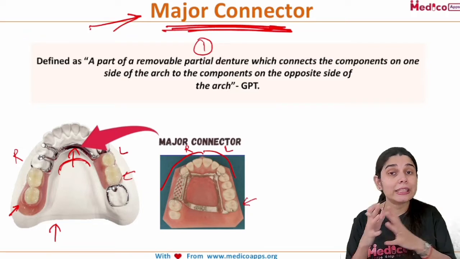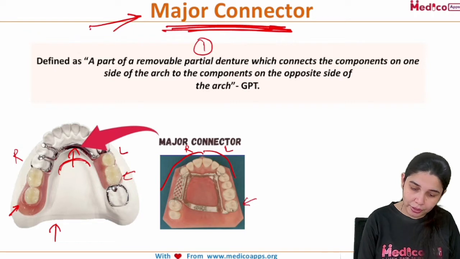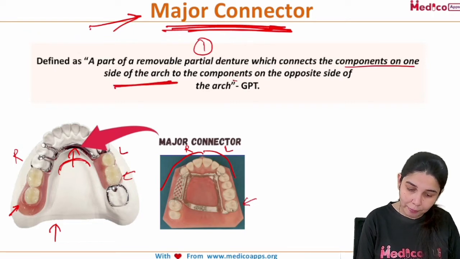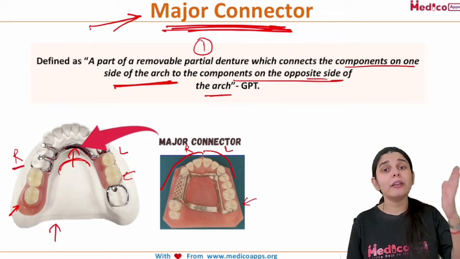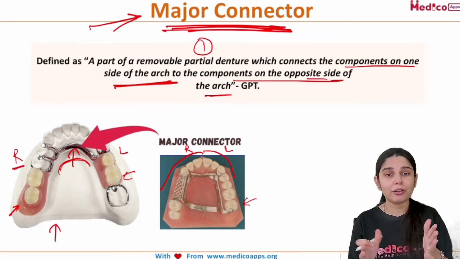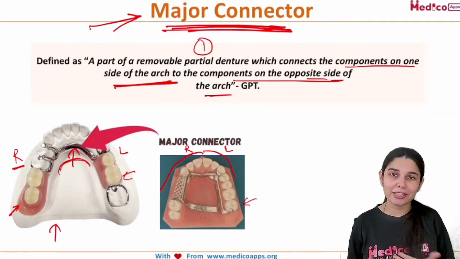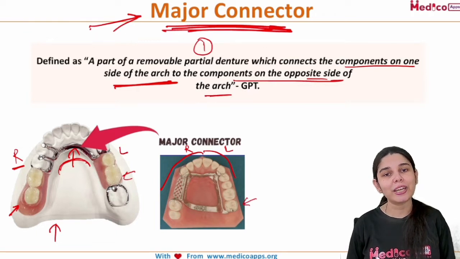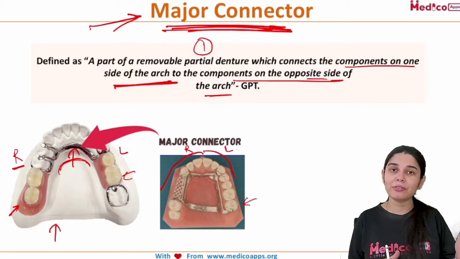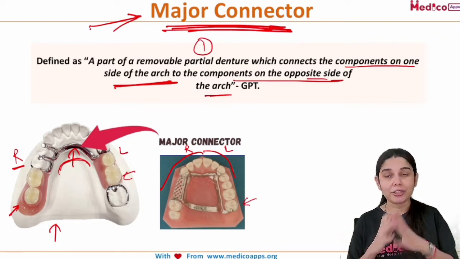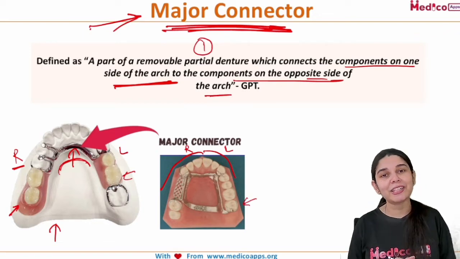Now, what is the importance of this major connector? It connects the components of one side of the arch to the components of the opposite side of the arch, that means connecting the right side of the arch to the left side of the arch. Let's combine and revise the definition: a major connector is a part of removable partial denture which connects the components of one side of the arch to the opposite side of the arch. I hope you now remember the definition of the major connector.